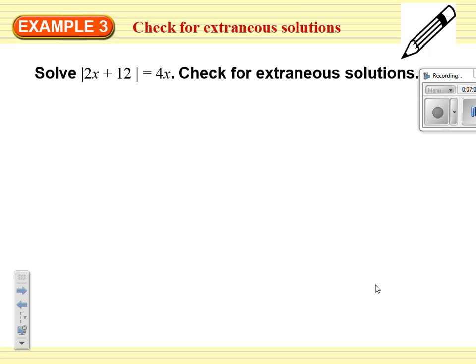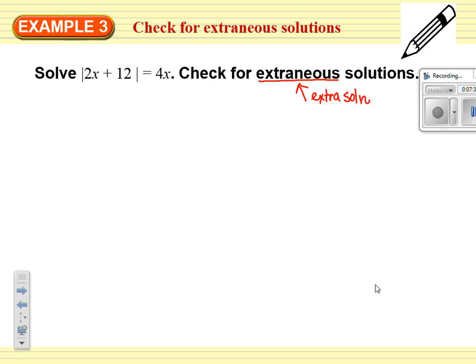And it says absolute value of 2x plus 12 is equal to 4x. Oh, and then it says check for extraneous solutions. This is a new word. This word means an extra solution, an extra solution that may not work, that will probably not work. It's just an extra solution. So we have to make sure that we're checking our solutions. So let's go ahead and do this problem.